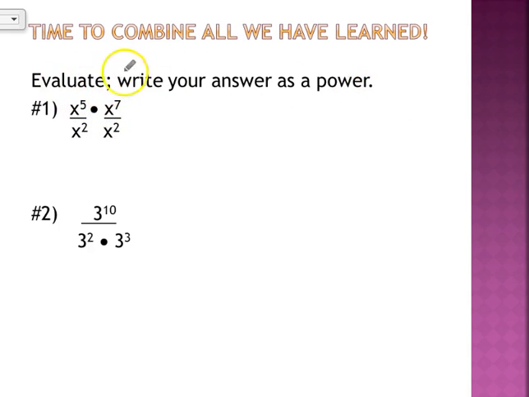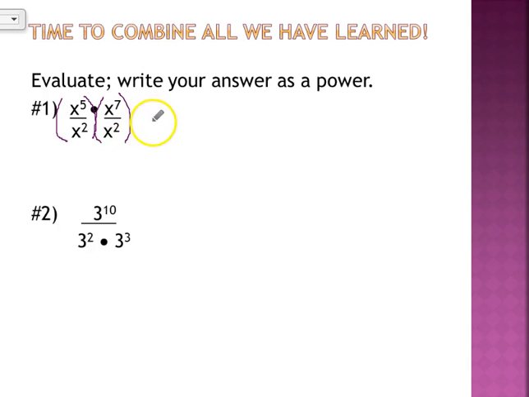The directions say evaluate, write your answer as a power. So we want to leave our answer as a power. Remember that the dot means multiplication. So really what we're doing is we're multiplying these two fractions times each other. So we're multiplying x⁵ over x squared times x to the 7th over x squared. So using PEMDAS, you're going to multiply or divide as you go.